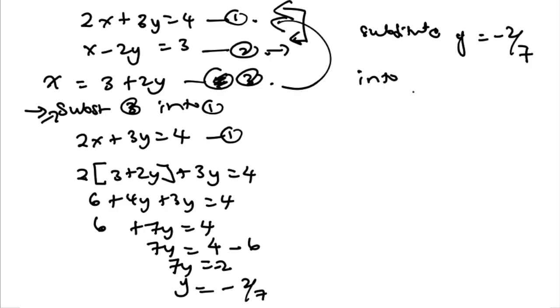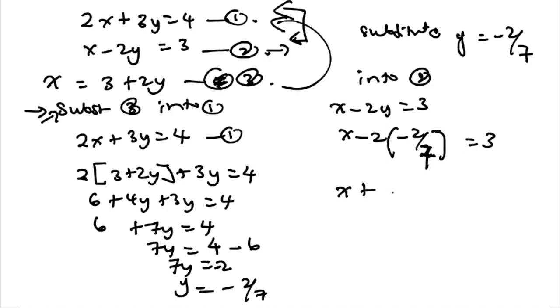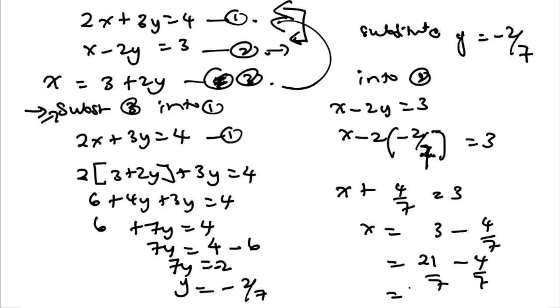Okay, so here, let's say we substitute it into 2. So here x minus 2y equals 3, x minus 2 times minus 2 over 7 equals 3, x plus 4 over 7 equals 3. x is actually 3 minus 4 over 7. Now 3 here, because the denominator is 7, the least common denominator is 7, so you have 21 minus 4 over 7. So you're left with 17 over 7. So you have your x, 17 over 7.